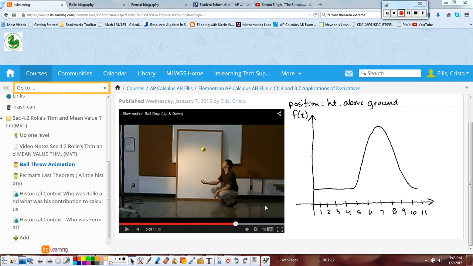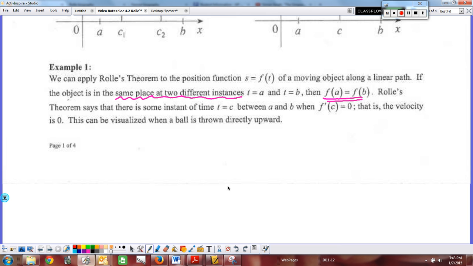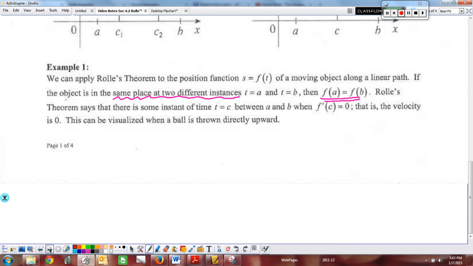the position is at its max height, our velocity, the speed that the ball was traveling at, has to slow down, and that speed has to equal 0. All right? So that's our example that we're looking at for throwing example 1.